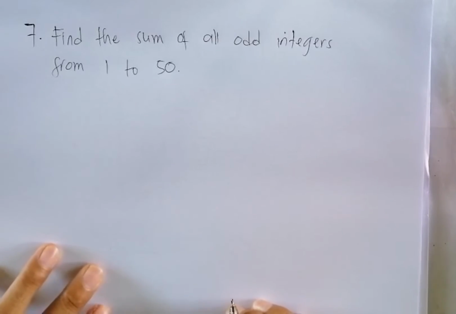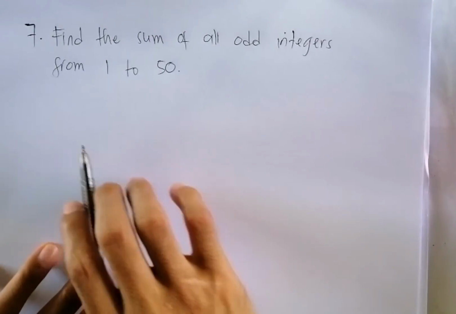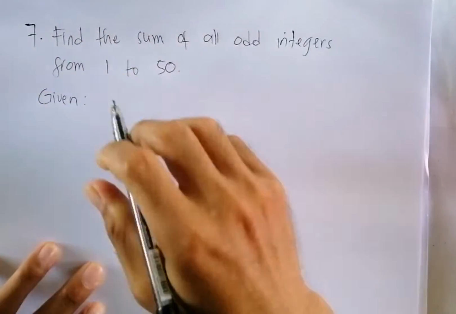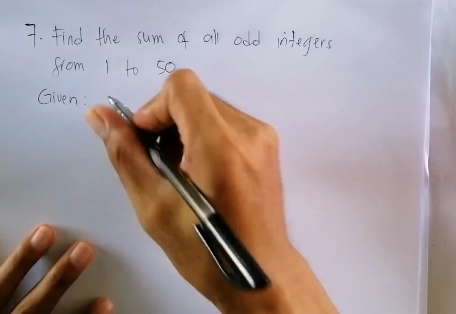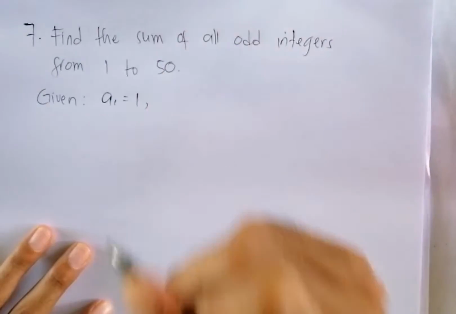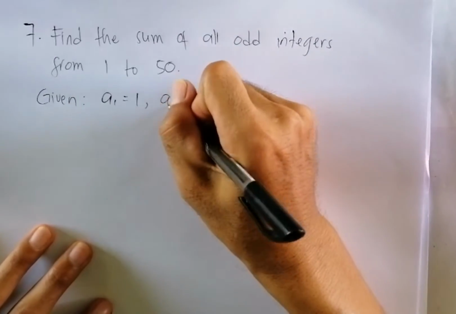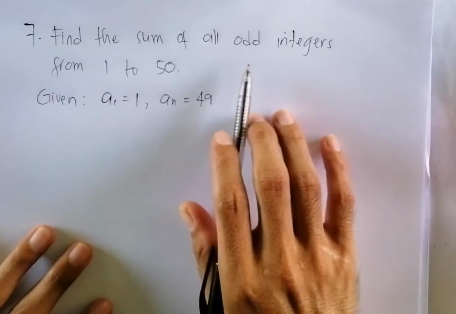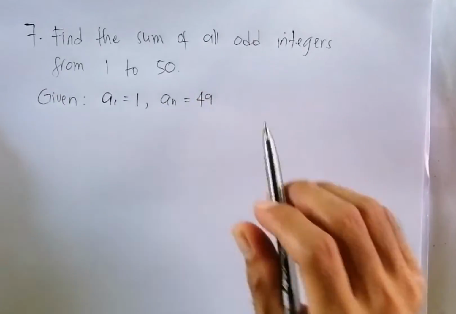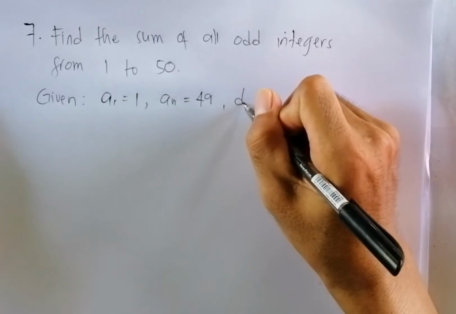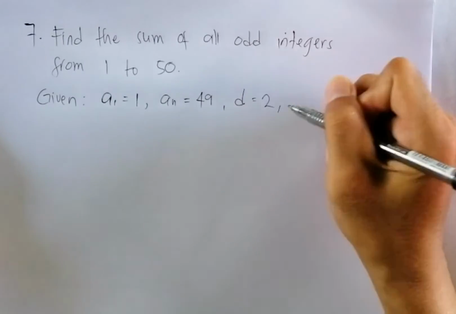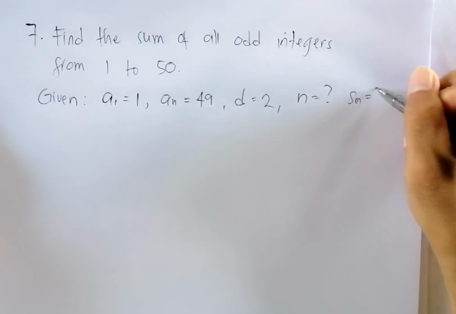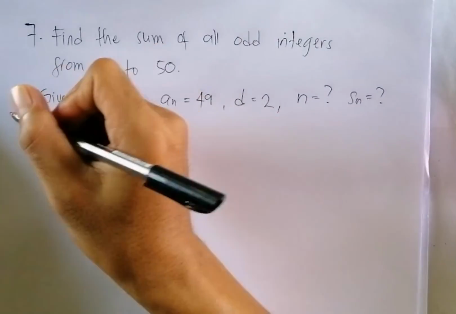Number 7, find the sum of all odd integers from 1 to 50. Given a sub 1 is equal to 1. Then a sub n is 49. Since the given problem is we're going to find the odd integers, the common difference is 2. So that's coming from 3 minus 1. So n is unknown and the sum is unknown.